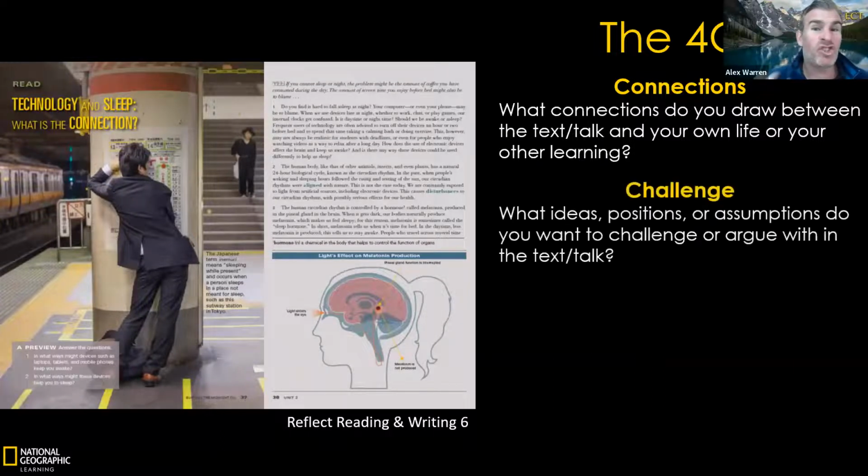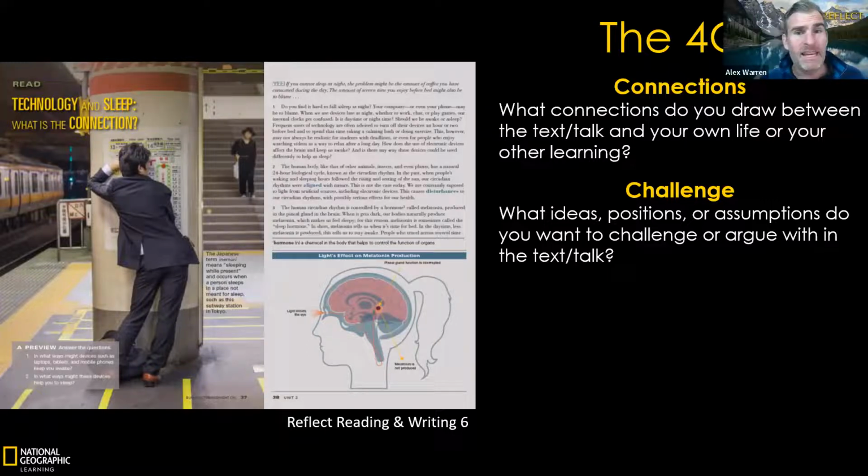The second C is challenge. And this is important because we want students to challenge what they read, to challenge what they hear, not to accept everything at face value. So we pose this question to them: what ideas, what assumptions do you want to challenge or argue with in the text? It's okay to disagree with something. Maybe I disagree with this point. I don't like it. I think this because of X, Y, Z. So we're working together in a group to explain why. Exactly. All of these foster critical thinking. Absolutely.